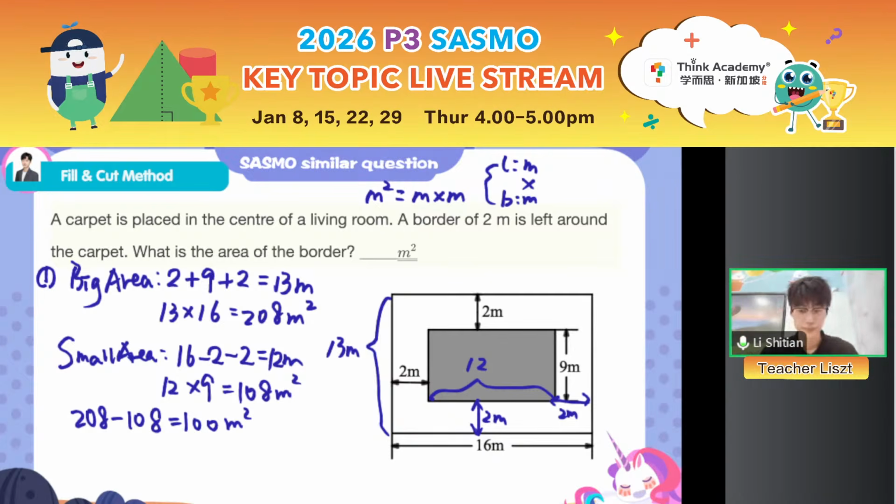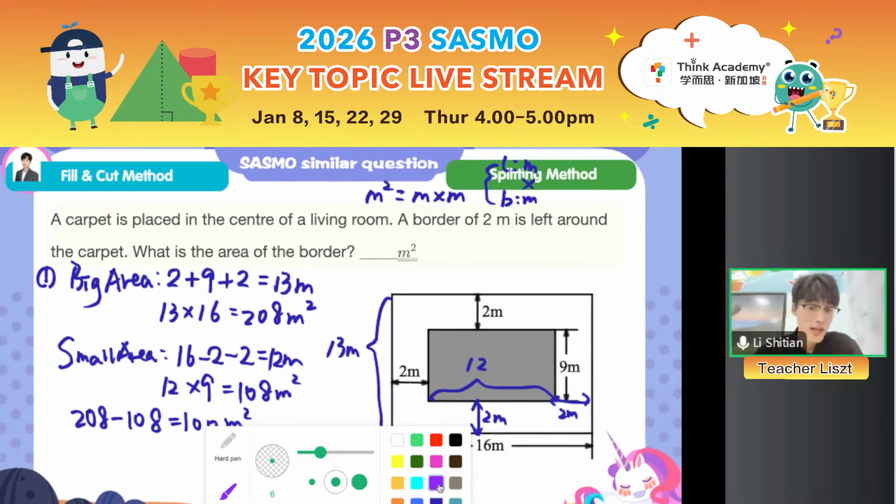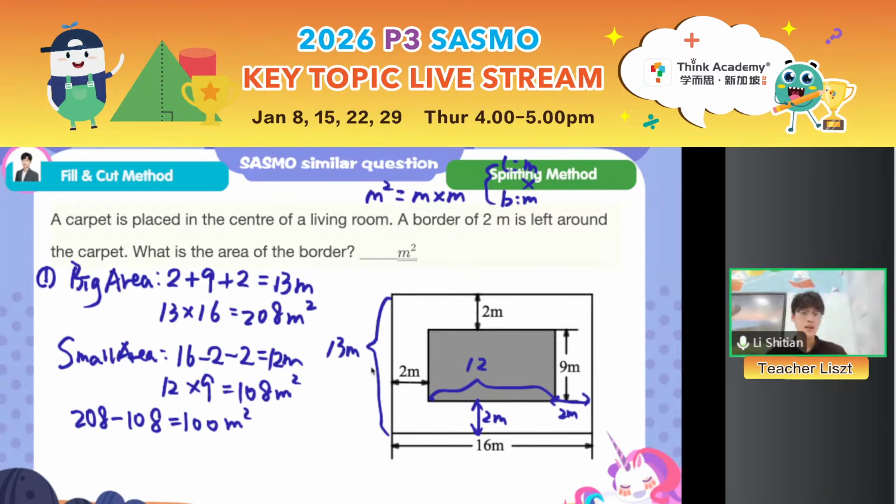So hold on. Can I use this splitting method in this question? Probably yes, right? So how can I use the split method in this question? Let's see. First, if I want to use the splitting method, I need to cut, right? Imagine we had the scissors in our hand. I need to cut this border. How can I cut it?